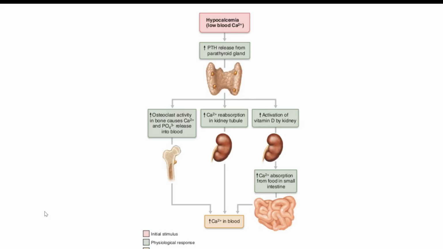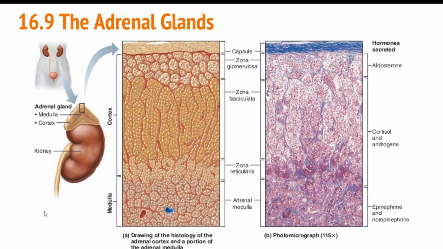Now we will move on to the adrenal glands. The adrenal glands are a pair that sit on top of the kidneys, where they are in a fibrous capsule and a cushion of fat. Each adrenal gland is structurally and functionally 2 separate endocrine glands.